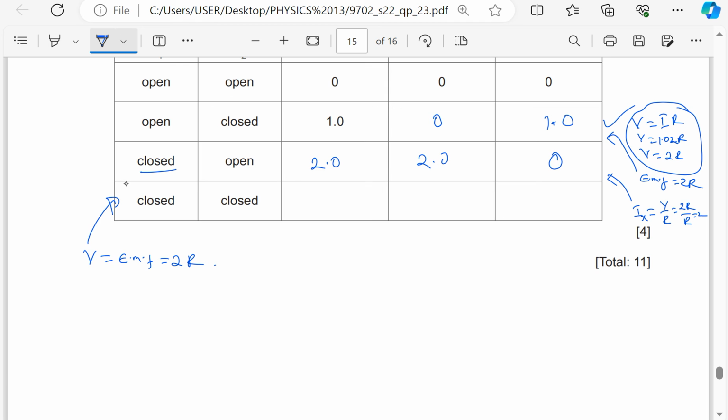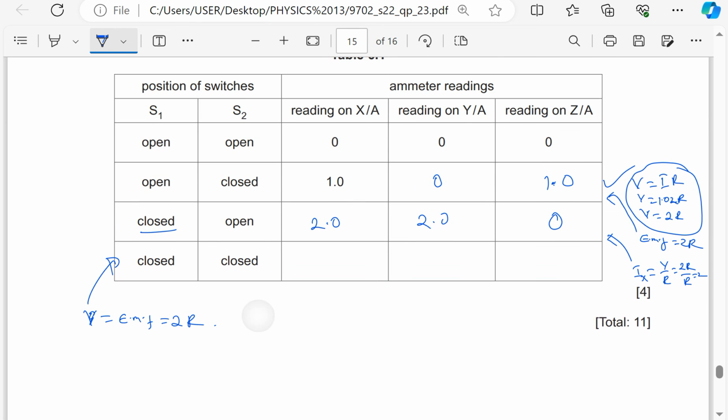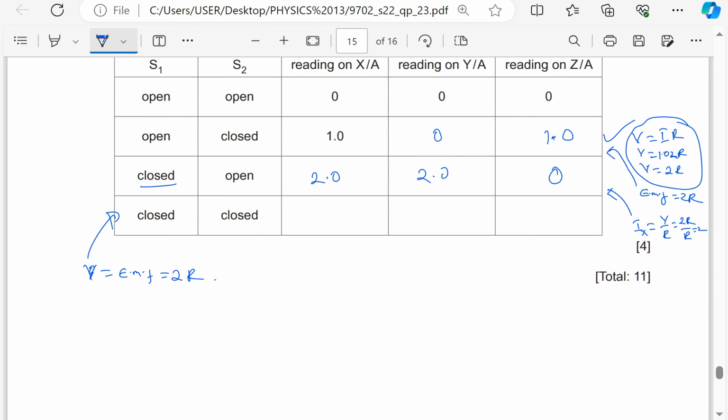Okay, the EMF is 2R. I've got it from the second, where S1 was open and S2 was closed. So with both of them closed, the total resistance is going to be 2R times R over 2R plus R, which gives me 2R over 3. That is the total resistance, 2R over 3.